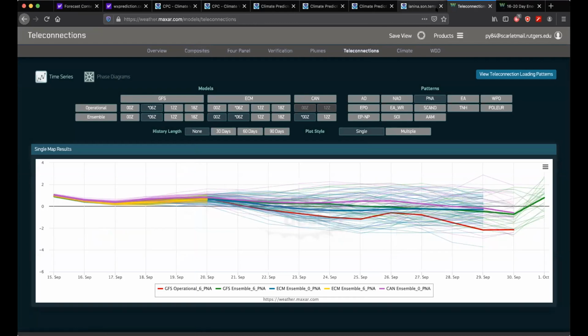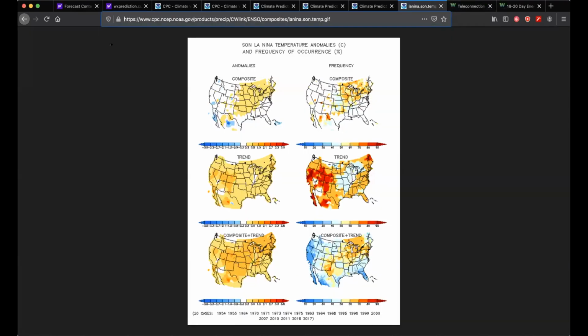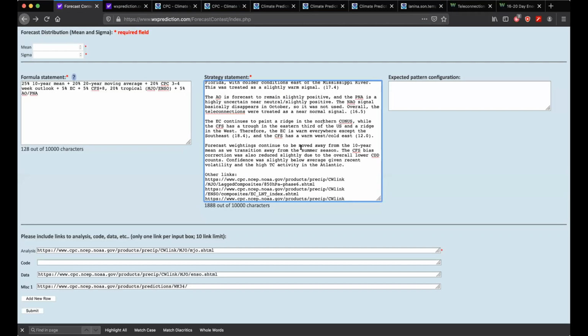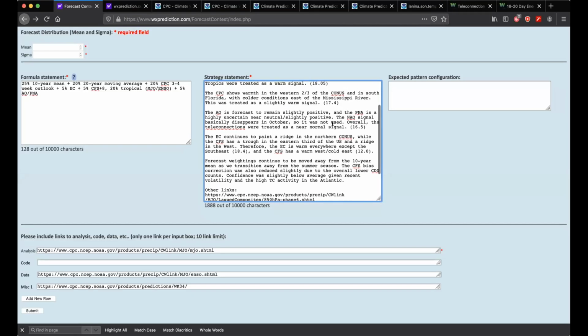So overall, looking at our, I think I've got to get rid of the composites, but right now for this period, the NAO signal basically disappears using the statistical correlations in October. So I ignored the NAO signal, and the PNA signal was neutral to slightly positive, and the AO slightly positive. So overall, I treated it as a near normal signal. So that comes in at 16.5 CDDs.